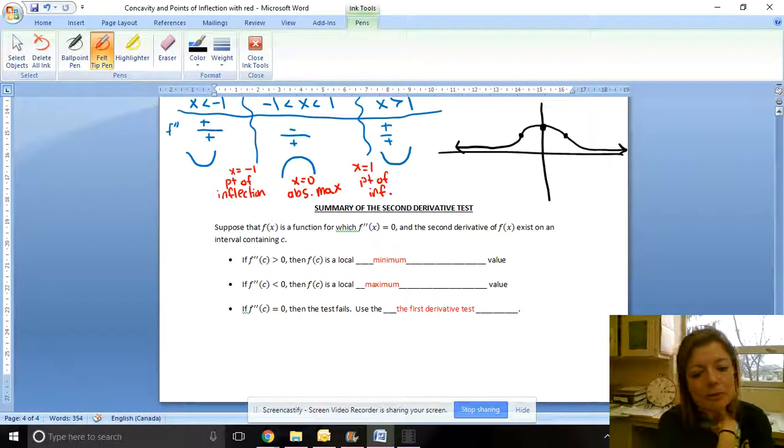Here is your summary of the second derivative test. If your second derivative is positive, then it's a local minimum because it's concave up. If the second derivative is negative, then there's a local maximum there because it's concave down. And if the second derivative is 0, then the test fails. You can't use it. You need to use the first derivative test.